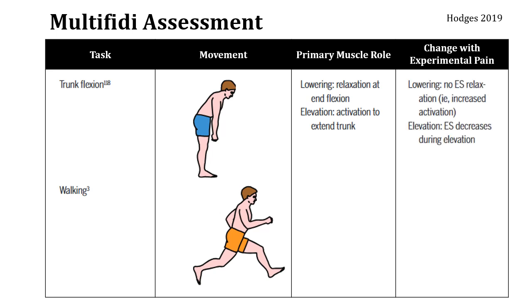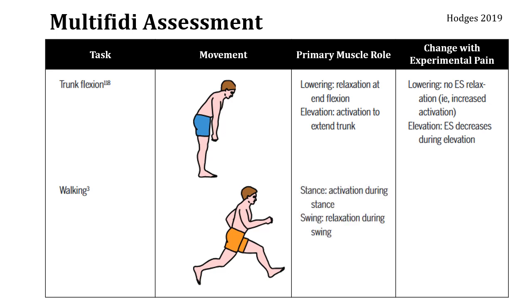What happens in the presence of pain, with the lowering, there's no erector spinae relaxation, and they actually increase in their activation, adding additional compression in an awkward position. And then with elevation, the erector spinae are decreased and inhibited during that elevation compared to the control.